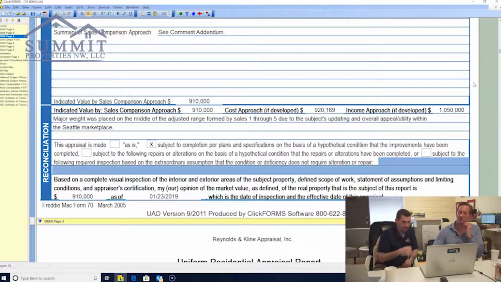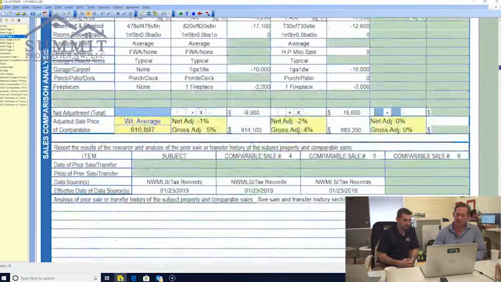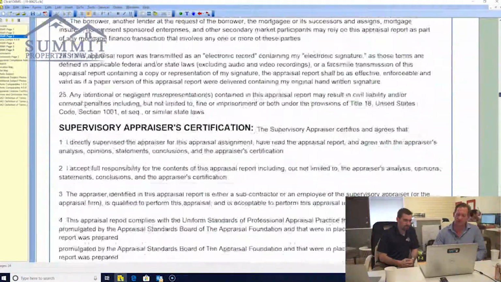And that's one of our jobs within the appraisal: to identify at least a few times in the report what's going on. Hey, we're making this subject to completion per plans and specs. Well, what are the plans and specs? And on that first page, we identified, hey, it's going to have new. And so we outline all that. All right, so then we got down to the certification.